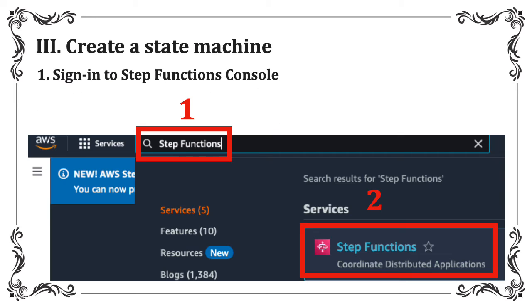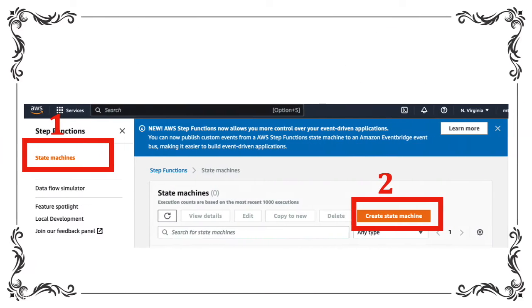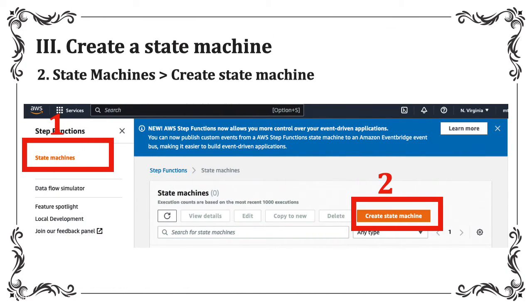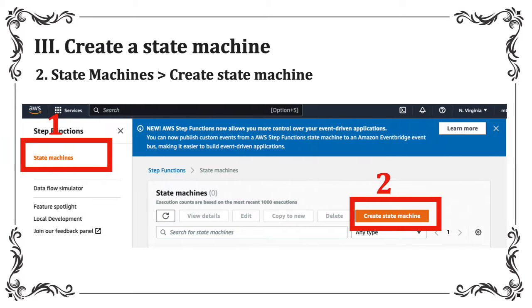For now, let's create our state machine. We can sign into the AWS Step Functions console, and from the main menu to the left we open State machines, then click on Create state machine.